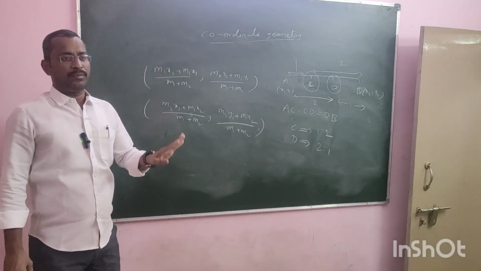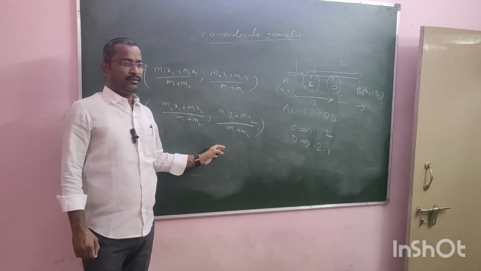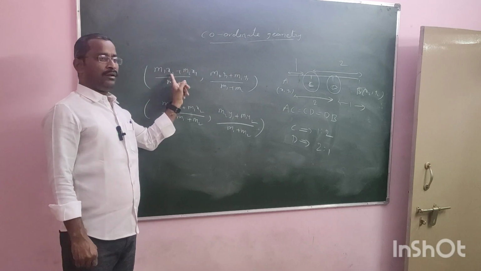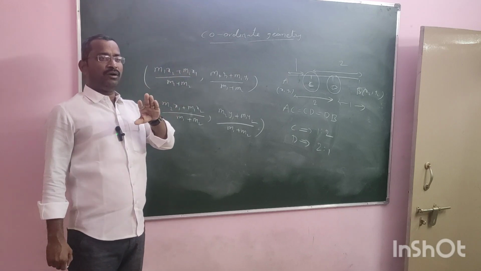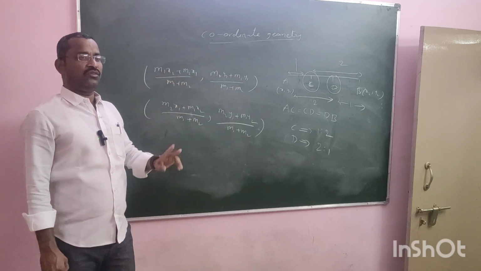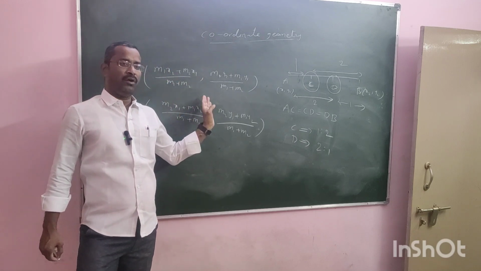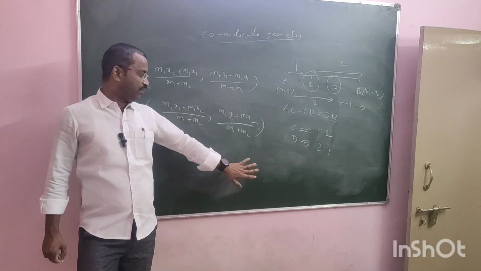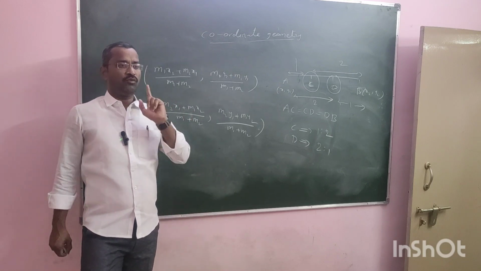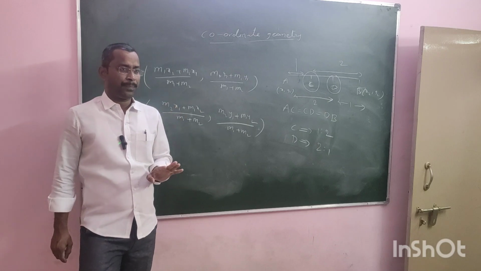Value remains same. Either this or this, you can write. But these should not be interchanged: M1 with x1 and M2 with x2 should not be interchanged. M1x2 or x1, M2, anything you can write, because A plus B always remains B plus A. This is the trisection concept. Among these, one question will definitely be asked.